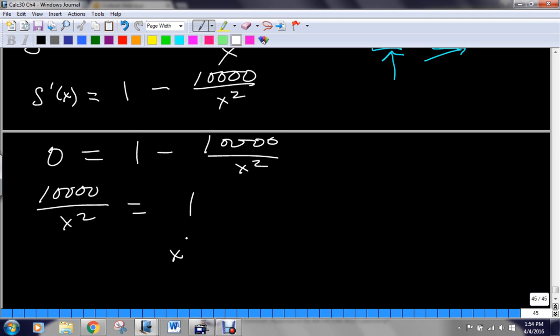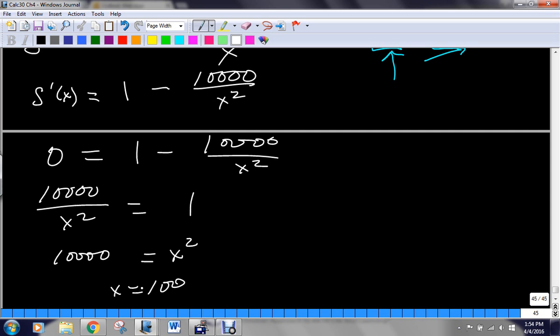And x squared then is 10,000. And so x is the square root of 10,000, which is what? 100. Technically, the square root of 10,000, if you're taking a look at just straight math, is plus or minus 100. Now, I only wrote down 100.